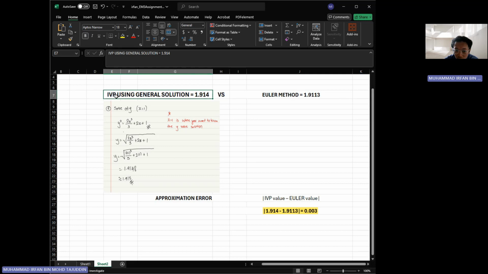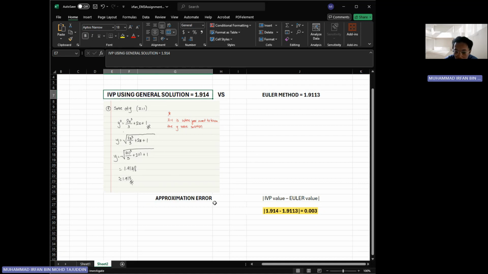Now let's find the exact value of y1 in the same IVP via the general solution and compare it with the Euler method result to find the error. We previously solved the IVP using the general solution of dy/dx = (x squared + 1) divided by y when y0 is equal to 1. After separating the variables and substituting x equal to 1, y is equal to the square root of 2 times 1 cubed divided by 3, plus 2 times 1, plus 1, and the answer is 1.914. For the Euler method, the answer is 1.9113.